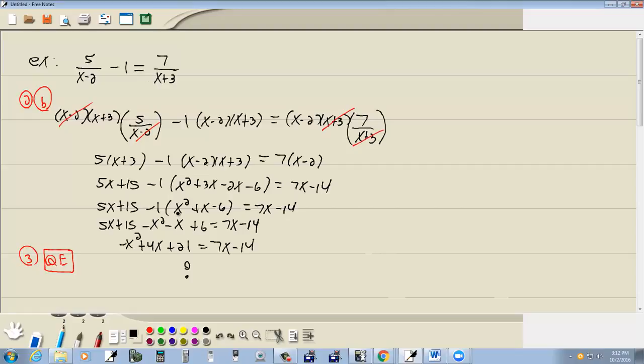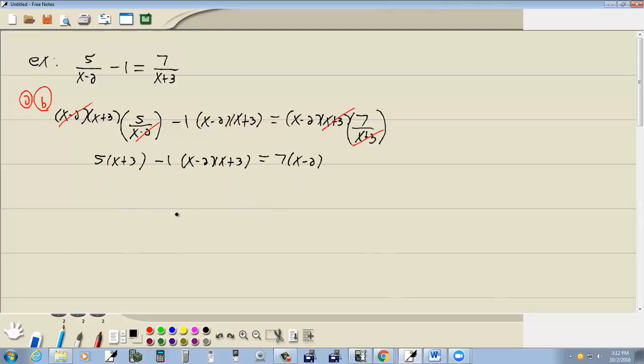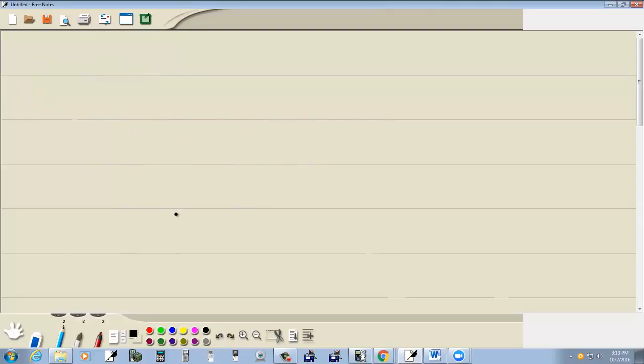Now let me make up a slightly harder problem just to show how to eliminate the denominators. Eliminate fractions and eliminate denominators. Okay, so I've got negative 2 over x squared minus 1 equals 3 over x plus 1.